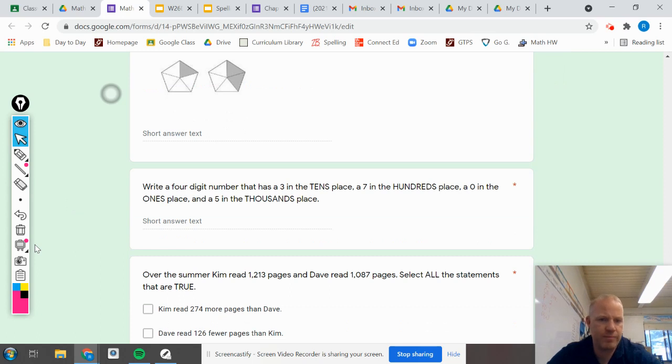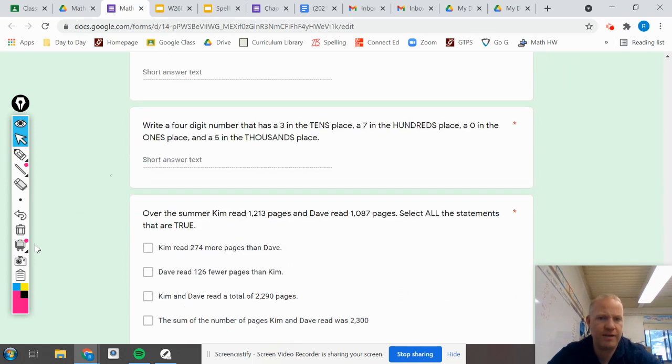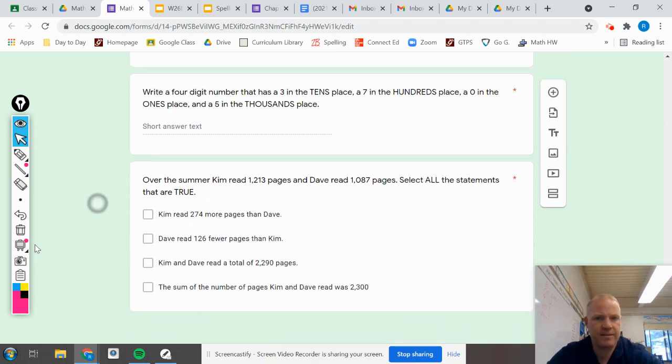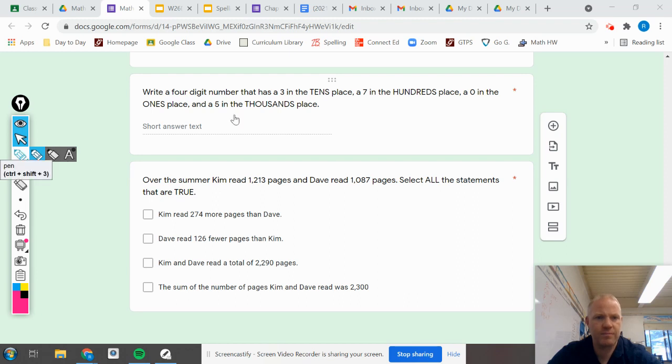Write a 4-digit number, and it tells you what to put in each place value. Has a 3 in the tens place, has a 7 in the hundreds place, a 0 in the ones place, and a 5 in the thousands place. So once you do that, you should have a number that looks like 5,730. 5,730 would be the correct answer. Hopefully you had it.